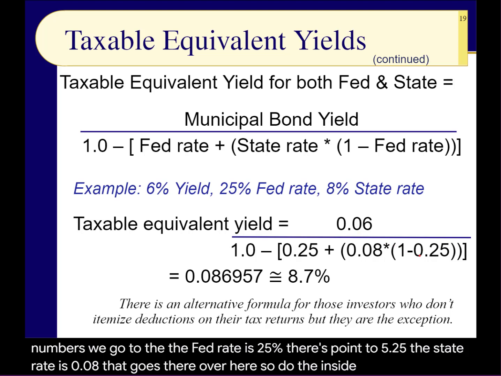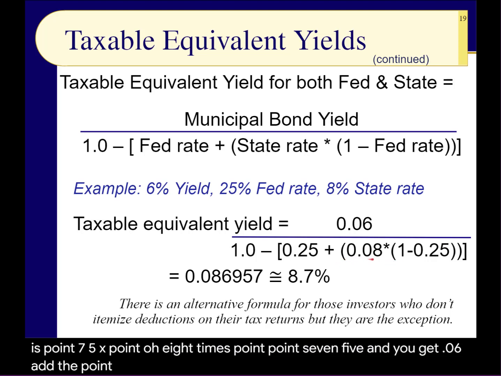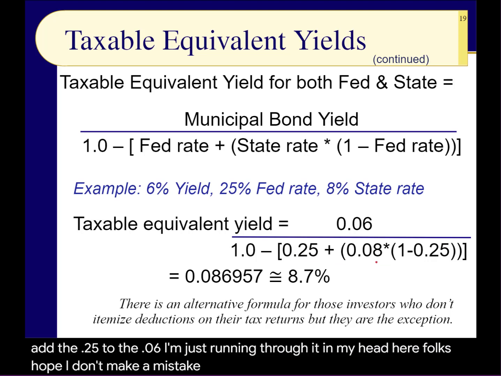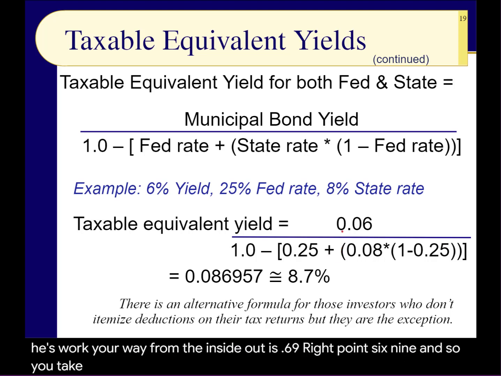So do the inside first. 1 minus 0.25 is 0.75. Multiply 0.08 times 0.75, and you get 0.06. Add the 0.25 to the 0.06. I'm just running through it in my head here, folks. I hope I don't make a mistake. 0.31. Check, make sure I got it right. 1 minus 0.31, you just work your way from the inside out, is 0.69, right? So you take 0.06 divided by 0.69, and you get 8.7 or so, 8.70 is really what we should do, because this rounds.